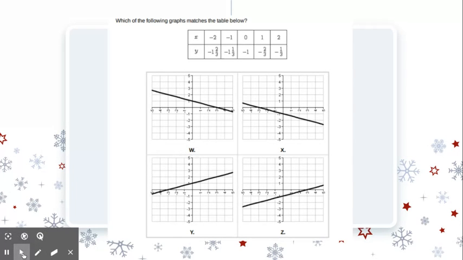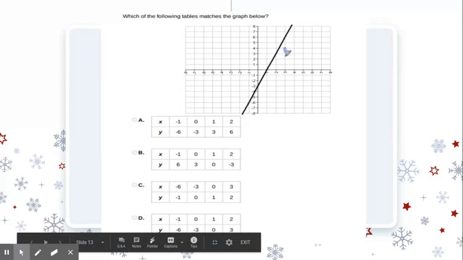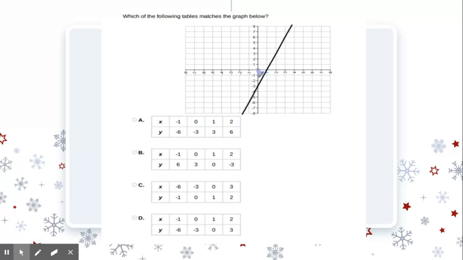It's the same concept. Okay, so this gives me a graph. I'm going to look at the points. So this point right here is -1 because I went over 1 for 0 and then for x, and then I didn't move anywhere on the y-axis. So it's going to be -1, 0. So let's look for ones that have -1, 0 in it.